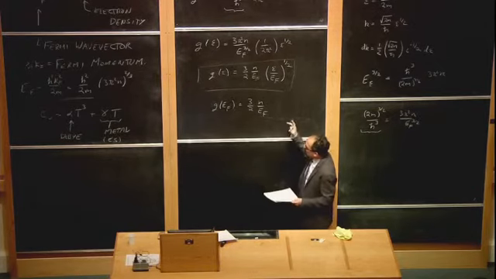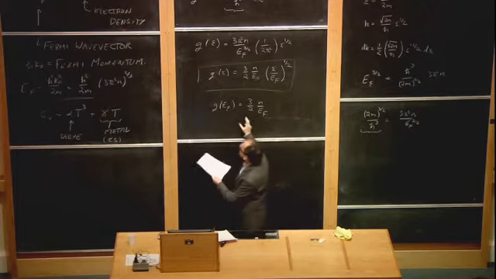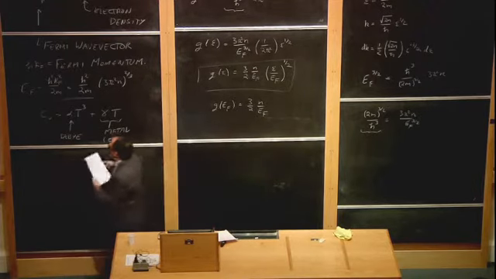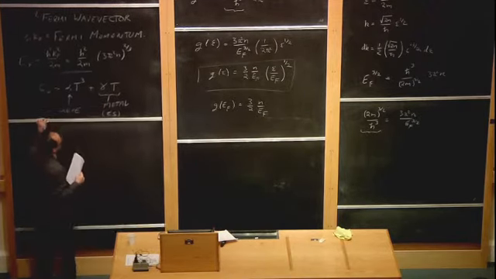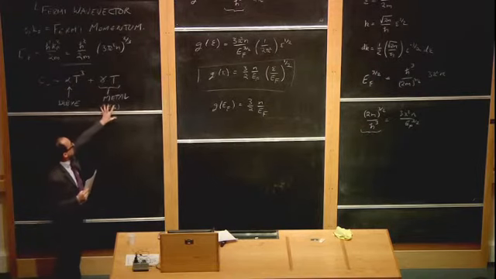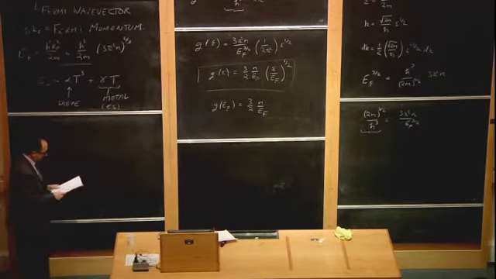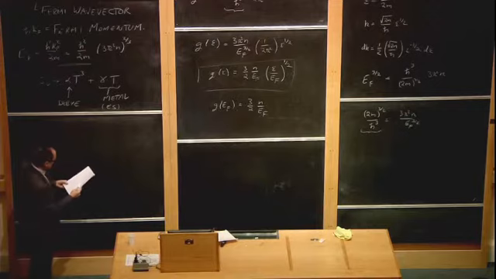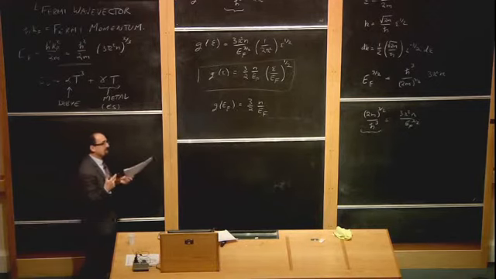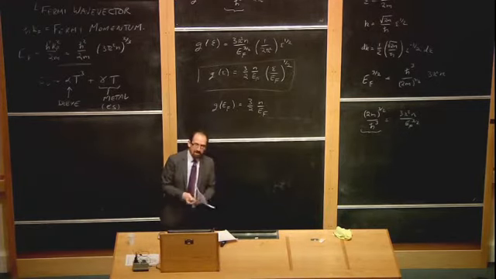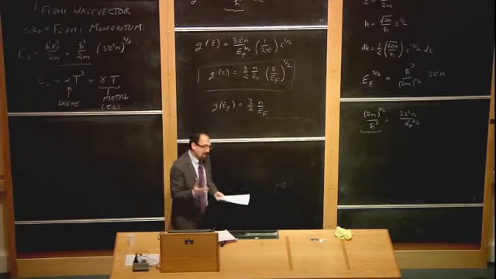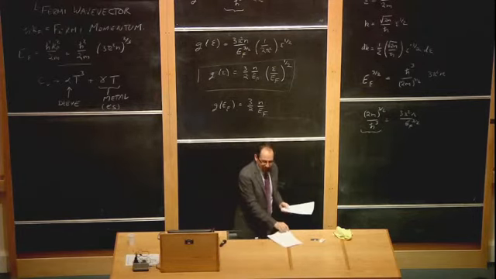OK, at any rate, now we're going to try to use this result. We know the density of states here, the density of states per unit volume, and we're going to try to use this to figure out the heat capacity of the electrons at low temperature. Now, there's always more than one way to do something. There's the right way, and there's the cheating way.